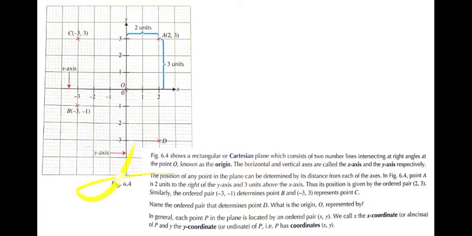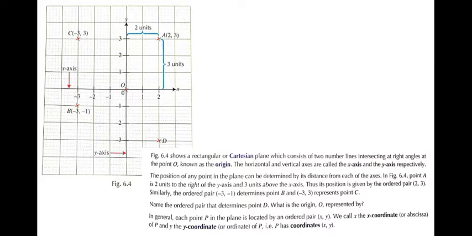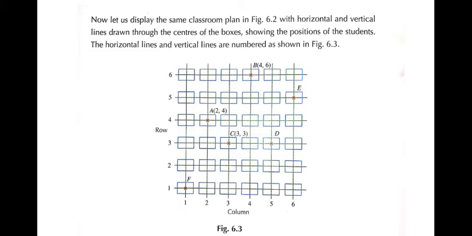This figure here shows the rectangular or Cartesian plane, which consists of two number lines intersecting at right angles at the point 0. It is known as the origin. So this is the origin, the coordinate 0,0. The horizontal and vertical axes are called the x-axis and y-axis respectively. So the horizontal line is called the x and the vertical line is called the y. So all of these coordinates here are always x,y. Column, row: x,y.